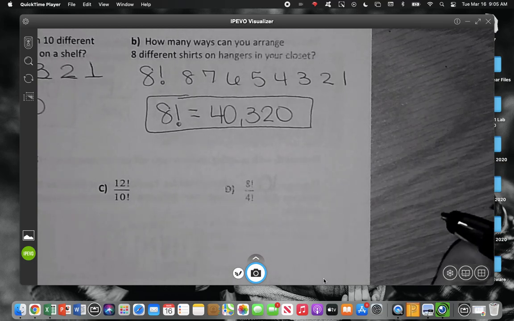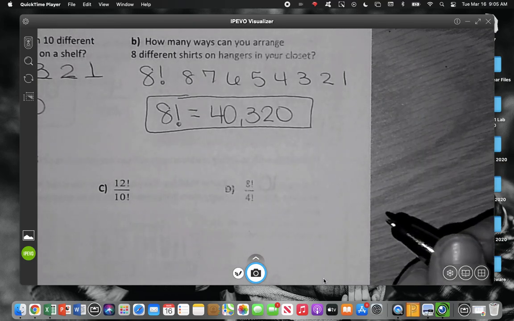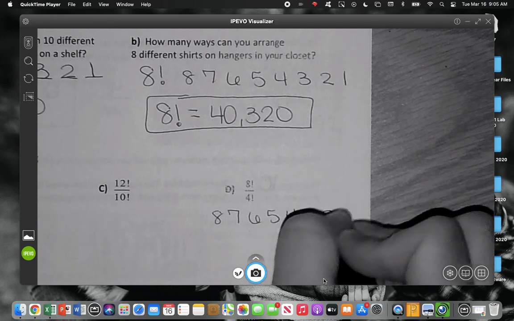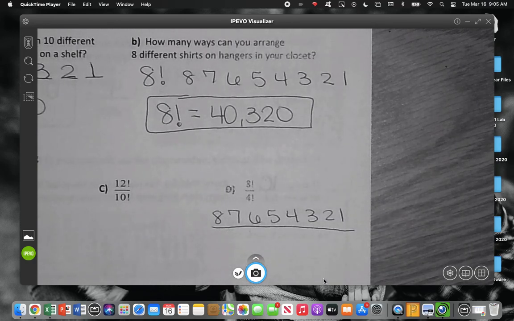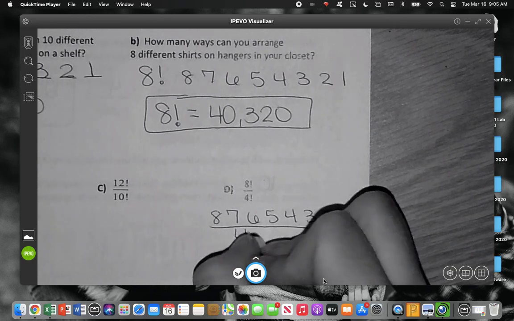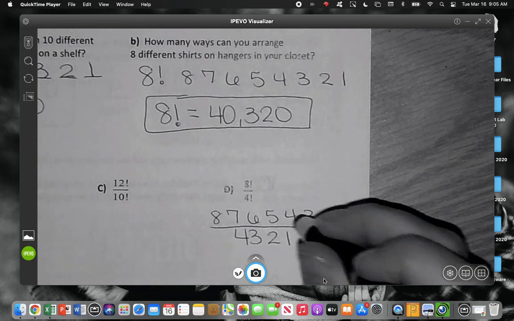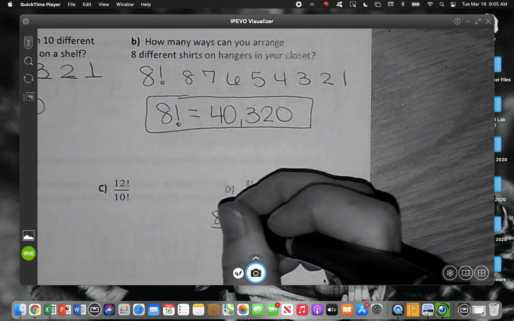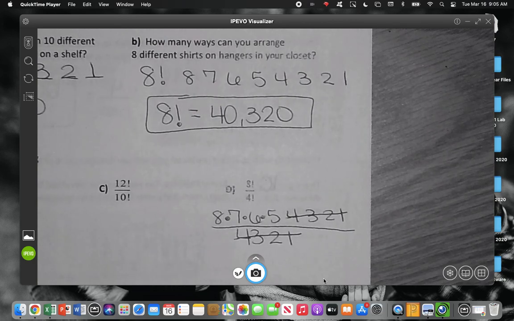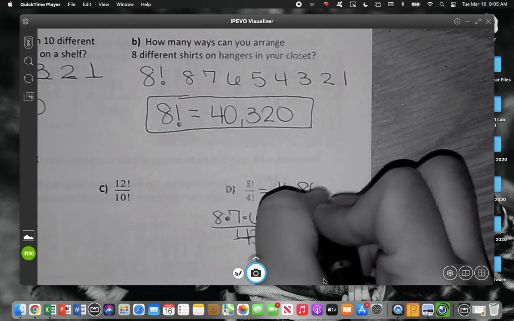But if we are taking 8 factorial divided by 4 factorial, 8 factorial means we expand 8, correct? Now, what does 4 factorial mean? 4 times 3 times 2 times 1. And in division, if you see the same thing on top and bottom, they do cancel. So we are really just taking 8 times 7 times 6 times 5. Tell me what you get when you're done multiplying that. 1,680.